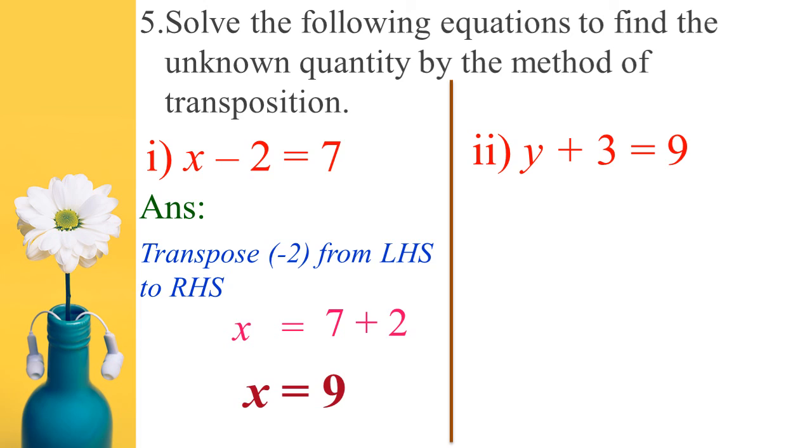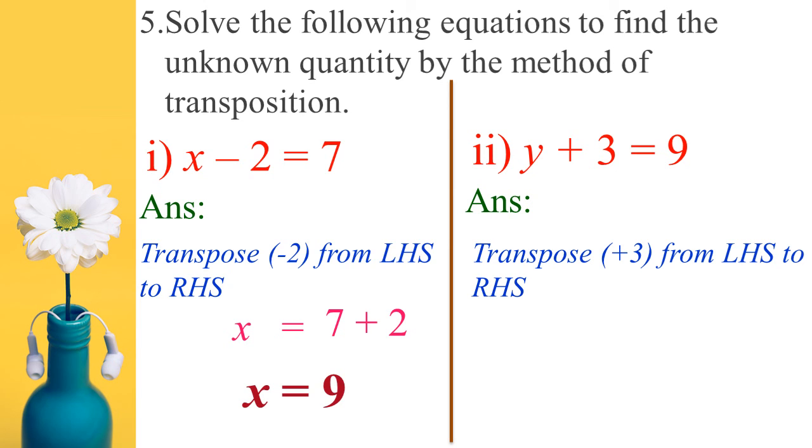Next problem, y plus 3 equal to 9. Here transpose plus 3 from left hand side to right hand side. On transposing, plus 3 becomes minus 3. So here we can write y equal to 9 minus 3. We get y equal to 6. Therefore, the solution of the equation y plus 3 equal to 9 is 6.